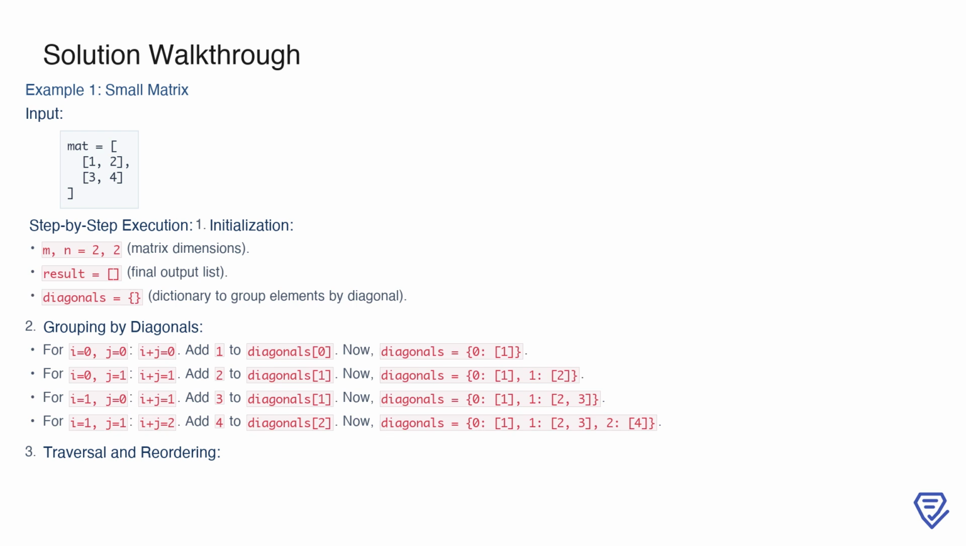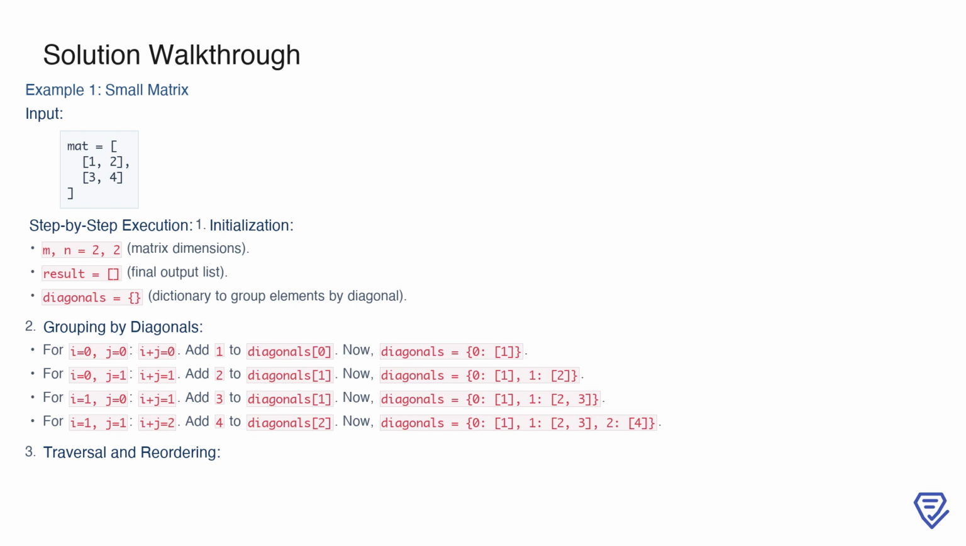We create an empty list result to store the final traversal order, and a dictionary called diagonals to group elements based on their diagonal indices, which are determined by the sum of their row and column indices, i plus j. Next, we iterate through each element of the matrix.